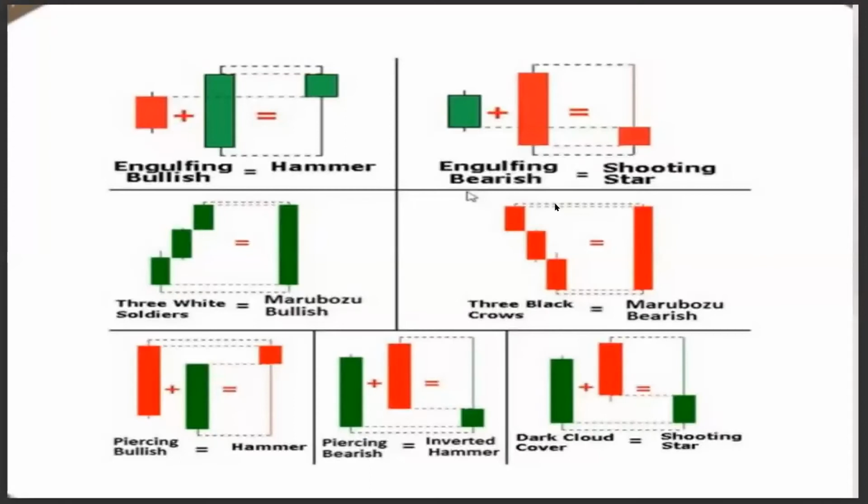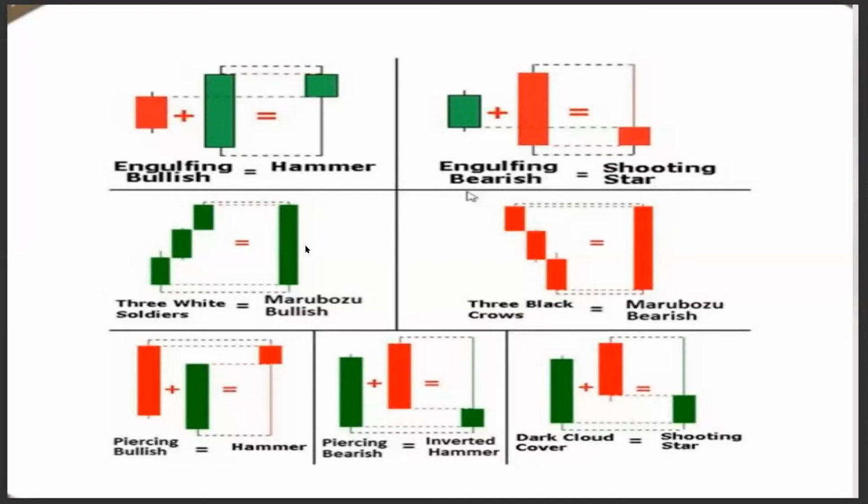This is another example of this. This is the bullish engulfing pattern. This gave us a hammer. The bearish engulfing is another. These are just examples. This happens when you change time frames. For example, if you're looking at a 15-minute time frame and then you switch to the 1-hour time frame, you'll find this pattern happening.